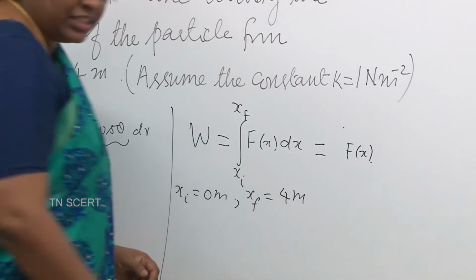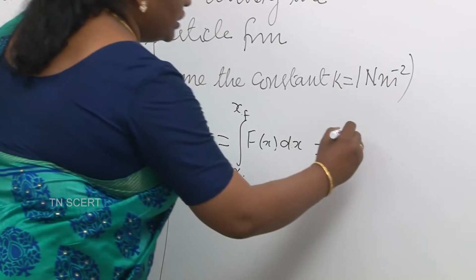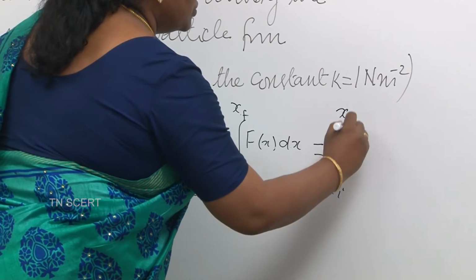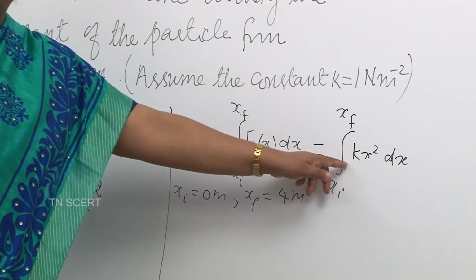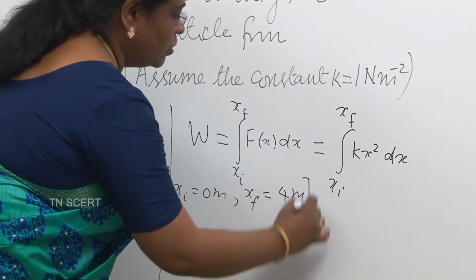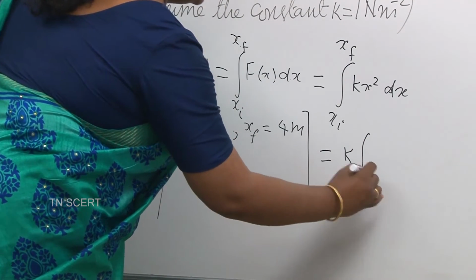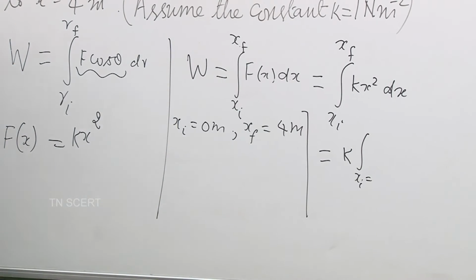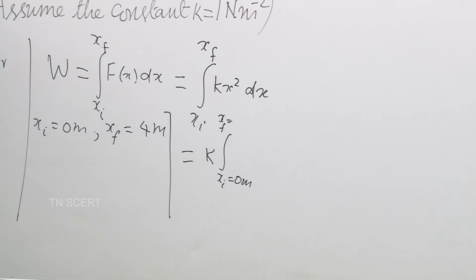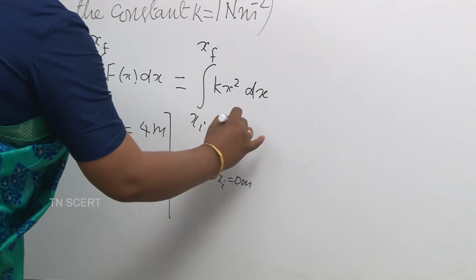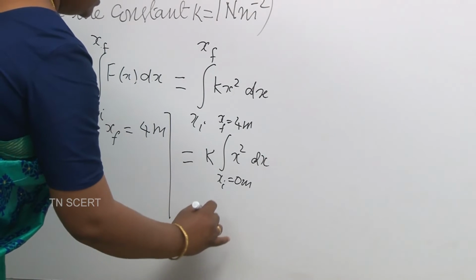So, let us substitute various values pertaining to this equation. F of x is kx squared. So, the integration between the initial position x_i and the final position of kx squared dx. k is already said to be a constant, so I can take it out of this integration. So, k times the integral from the initial position, which is given as 0 meter, to the final position, which is given as 4 meters, of x squared dx. So, it becomes very simple.